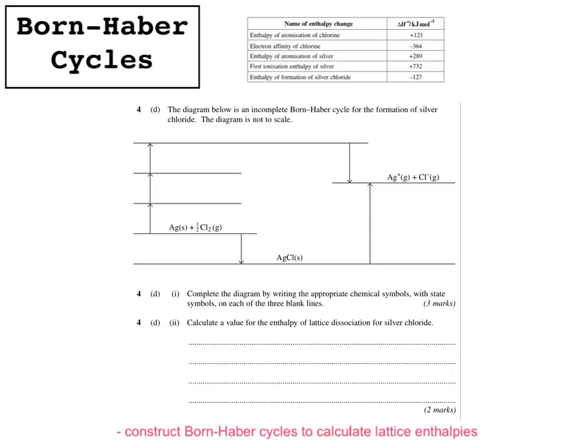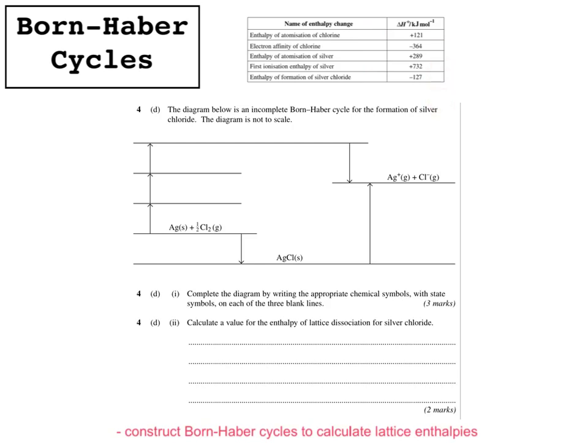So the easiest way to go through Born-Haber cycles is to go through an example. And basically a Born-Haber cycle is like a complicated Hess's law cycle. Much more complicated because there are far more steps. And it's not so much a different route as a whole cycle. And in an exam you'll get given different enthalpy changes.